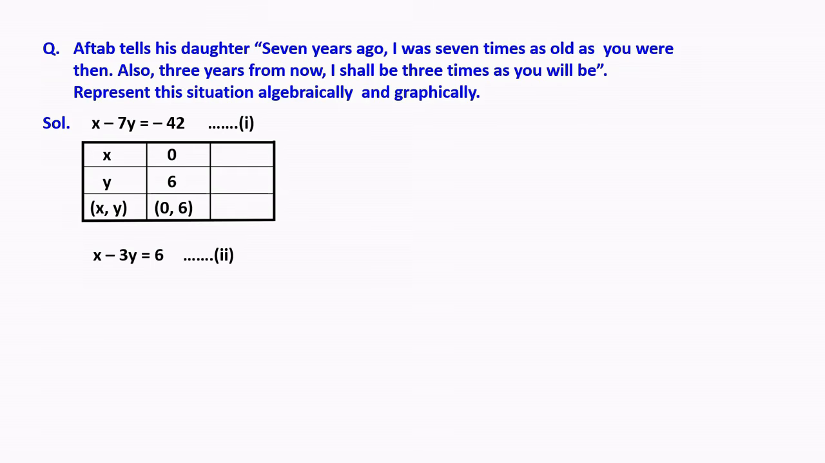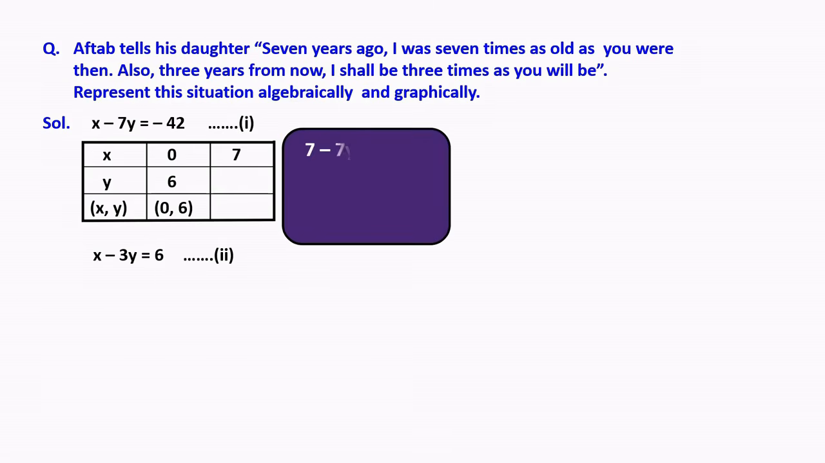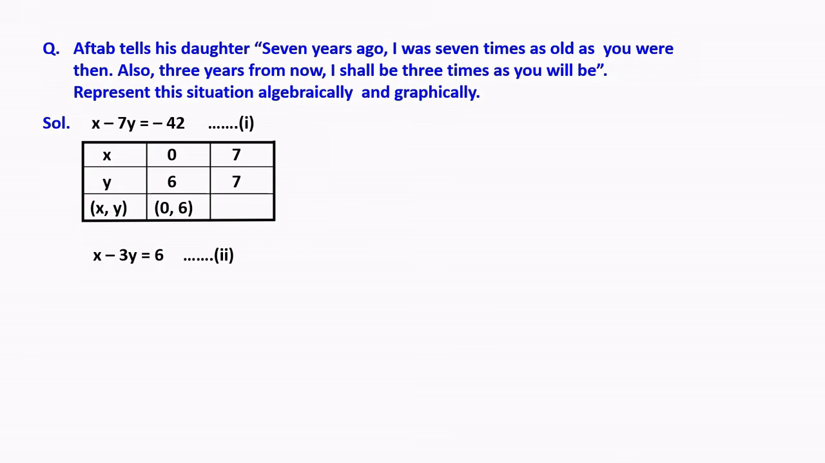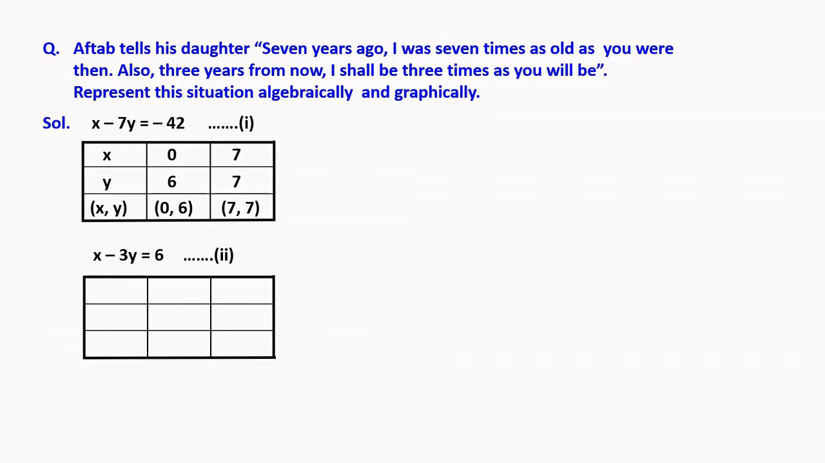Now, let us take y equals 7. Substituting, we get x minus 49 equals minus 42, so x equals 7. So, another point is (7, 7). Now, we plot these 2 points and join them to form a straight line.